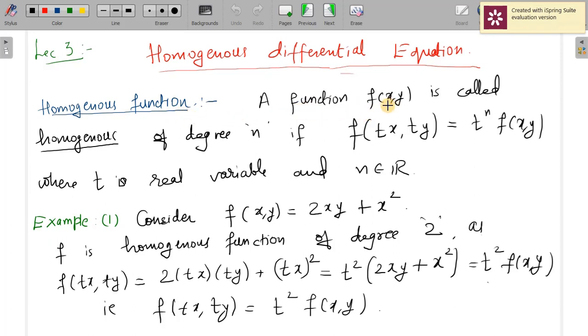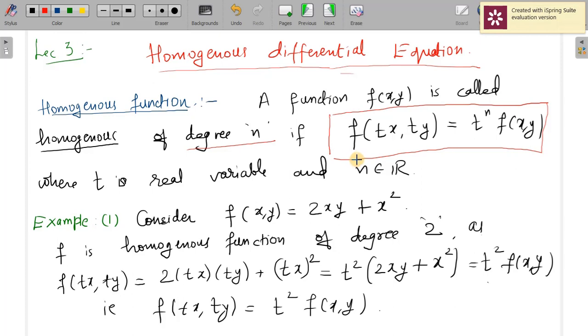A function of two variables x and y is called homogeneous of degree n if f of tx comma ty, where t is some real variable, is equal to t raised to n into f of x comma y. Okay, so if f satisfies this condition for some real number n, which is in the box, then we say that the given function is homogeneous.